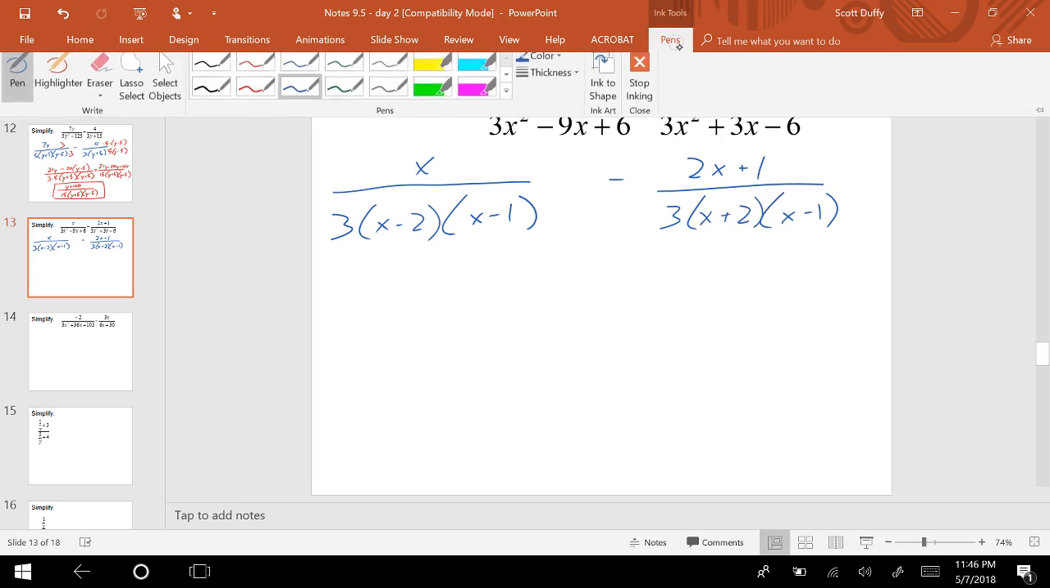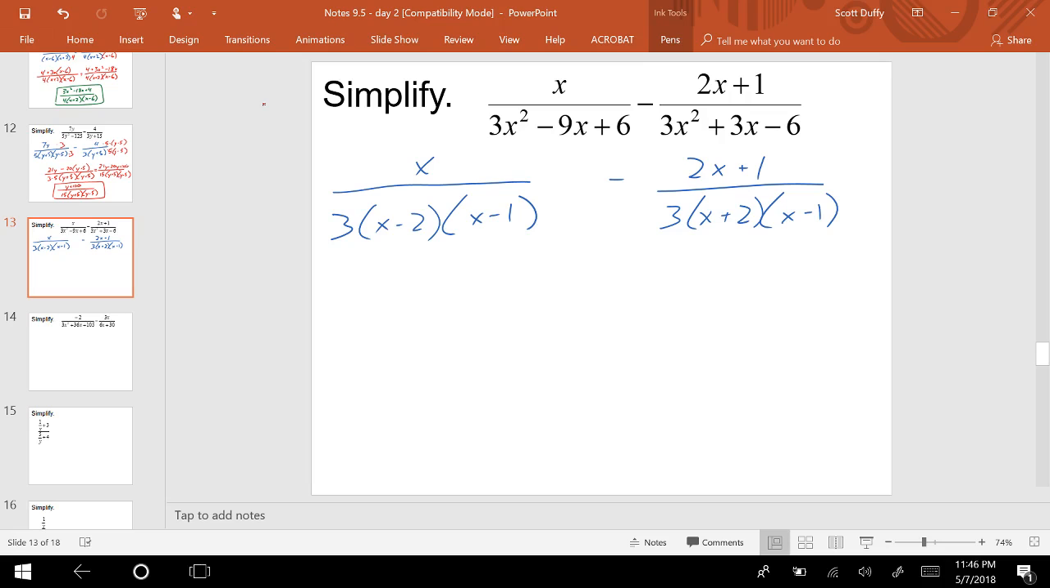And then you can factor that into x plus 2 and x minus 1. Now we start asking ourselves, what does the bottom of the left have that the bottom of the right doesn't? They both have a 3. They both have an x minus 1, but the bottom left has an x minus 2, whereas the bottom right doesn't. So you multiply both the bottom and the top by x minus 2.